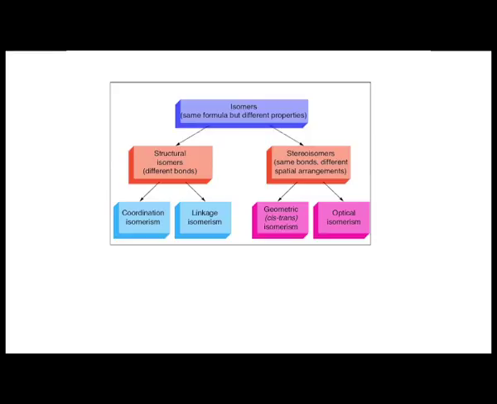Stereo means the spatial part, that means the same bonds but different spatial arrangements. So, bonds are there, we cannot have the linkage type or the coordination type, but the arrangements are different, like that of your cisplatin and transplatin. Those are geometric isomers because the spatial arrangement is different, and as we have just seen, the colors of these compounds are also drastically different. One we have just now seen is pinkish in color and another is green in color.